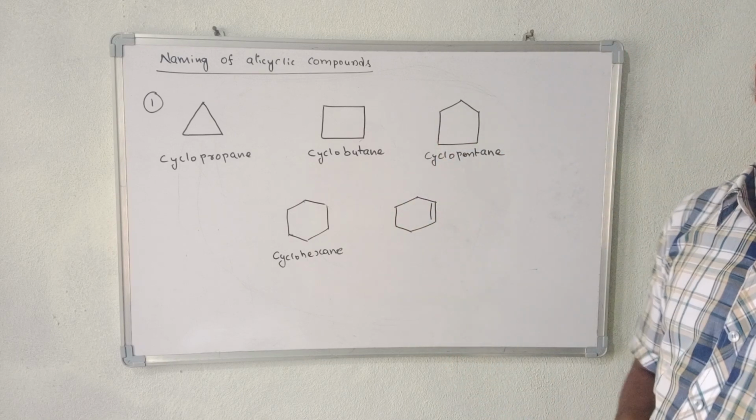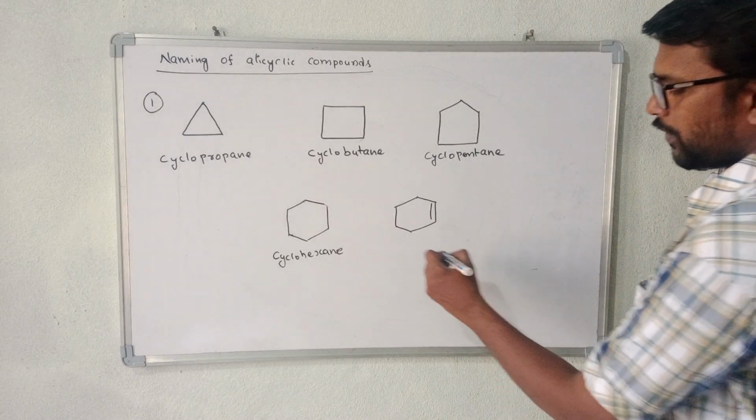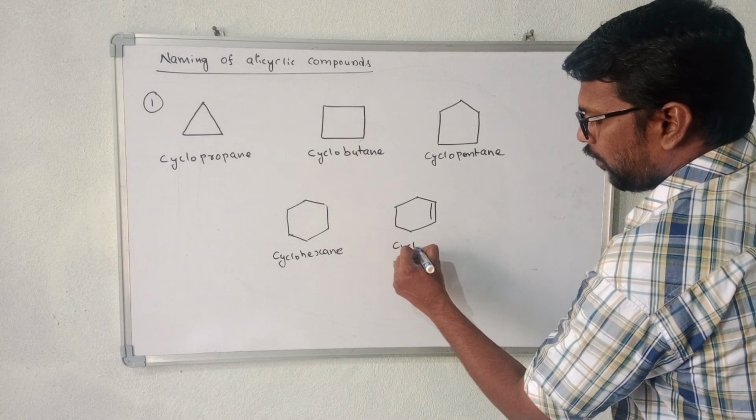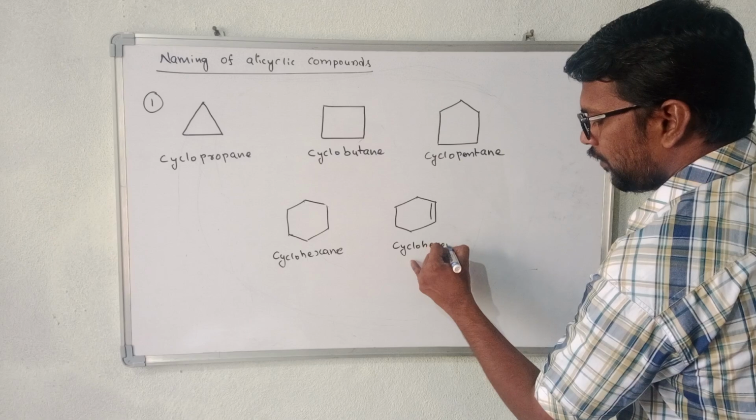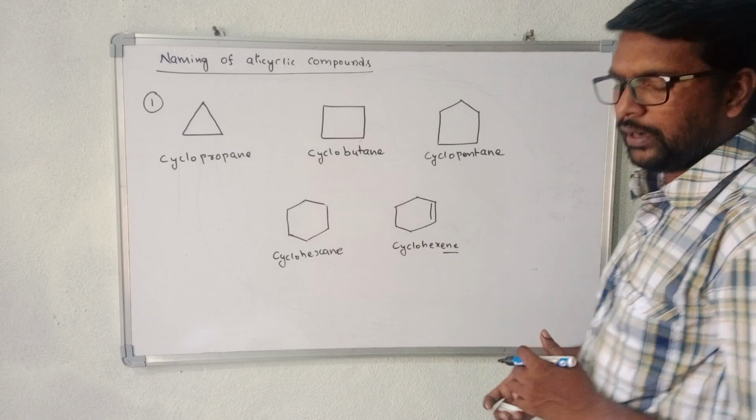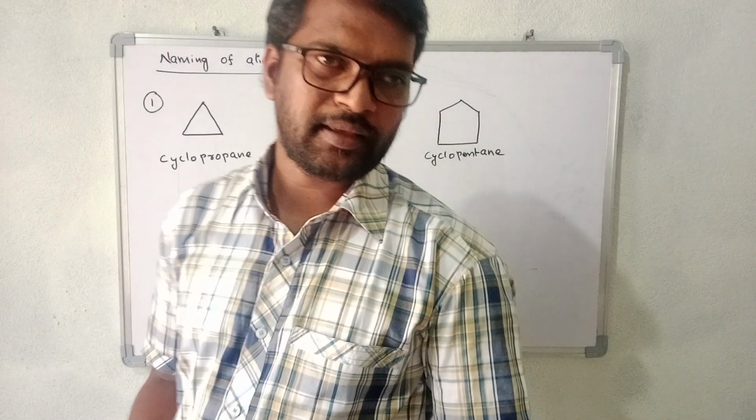Here also 6 carbons are present. But here a double bond is present. So we can write its name cyclohexene. Here "ene" indicates a double bond. Like that, we write names for alicyclic compounds.